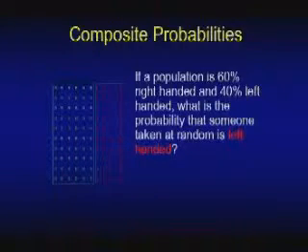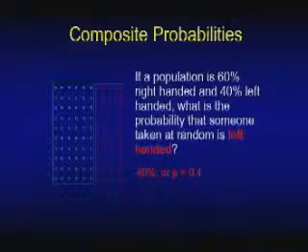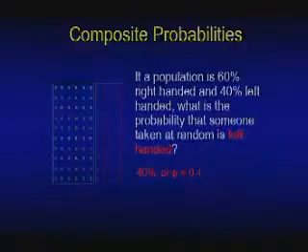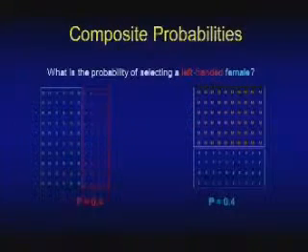If the population is 60% right-handed and 40% left-handed, what's the probability if I pick someone at random from the audience that is left-handed? 40% again, right? Okay, so now the question: what's the probability of selecting a left-handed female?